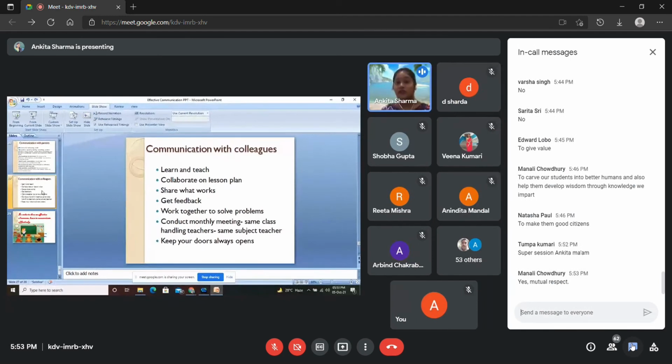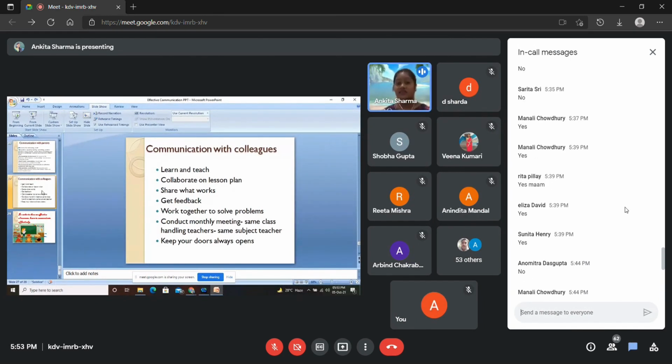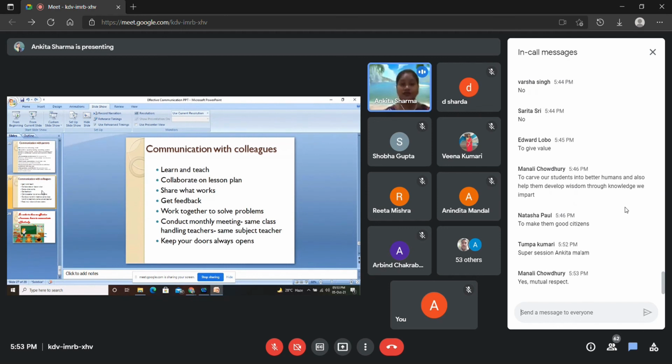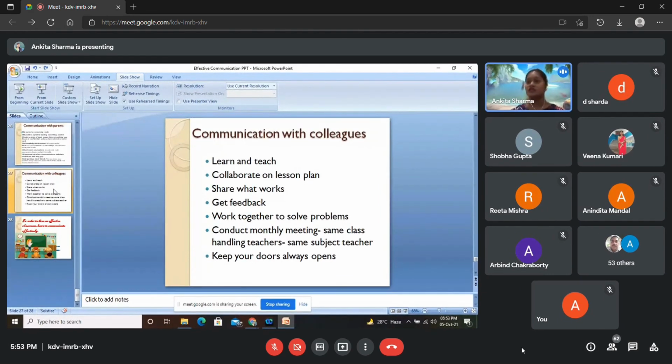Mutual respect is very important. If you don't respect your colleagues, and if you talk about them behind their back, this is not right. Right? This is ethically not right, I would say. And then as subject teachers, we have to collaborate on our lesson plans. Teaching and learning is also a collaborative work, I would say. So to make this effective, we also have to have good relations with our colleagues.